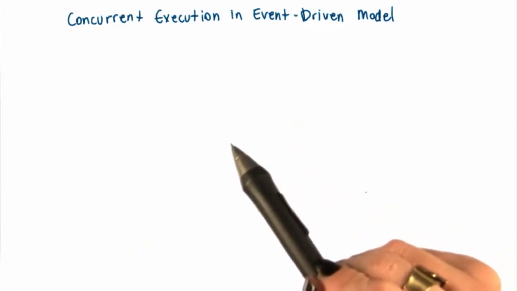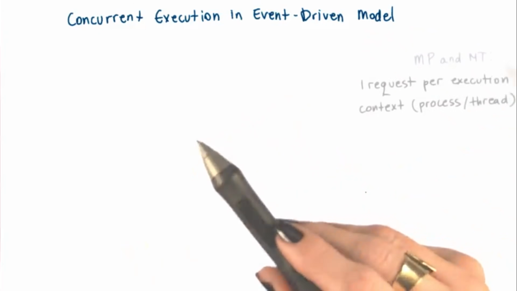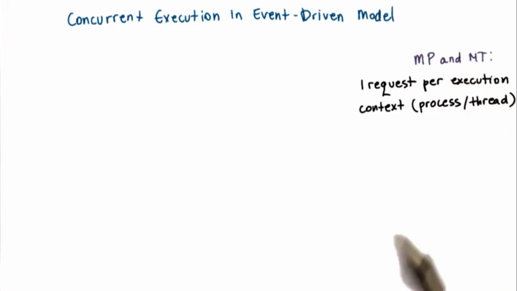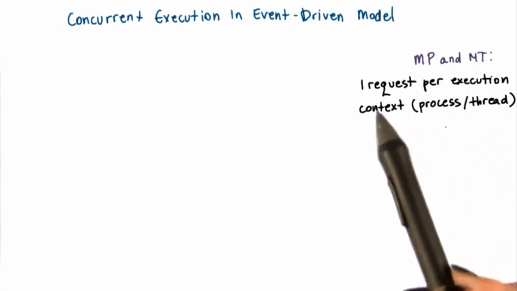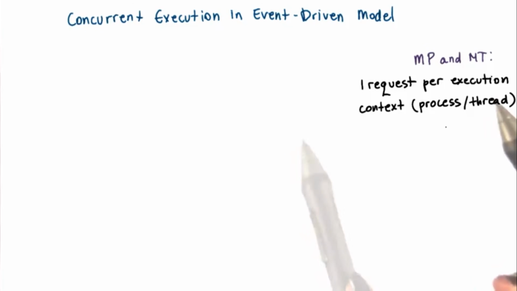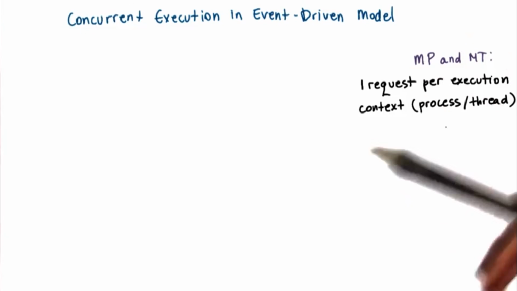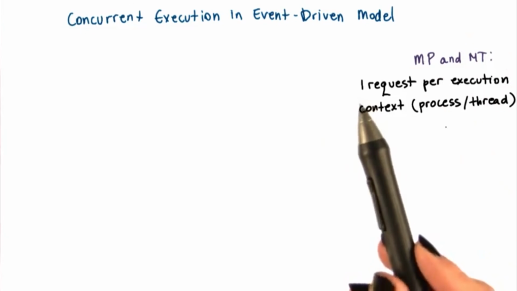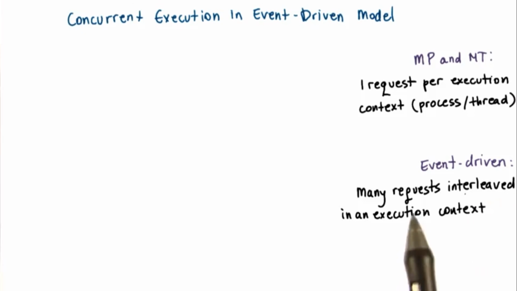You're probably asking yourself, if the event-driven model has just one thread, then how do we achieve concurrency? In the multi-process and the multi-threaded models, we had each execution context, whether it's a process or a thread, handle only one request at a time. To achieve concurrency, we would simply add multiple execution contexts, so multiple processes or multiple threads. And then, if necessary, if we have fewer CPUs than contexts, then we would have to context switch among them. The way the event-driven model achieves concurrency is by interleaving the processing of multiple requests within the same execution context.